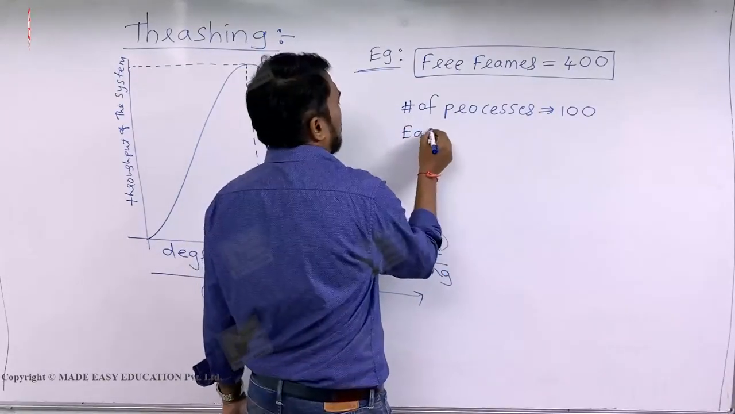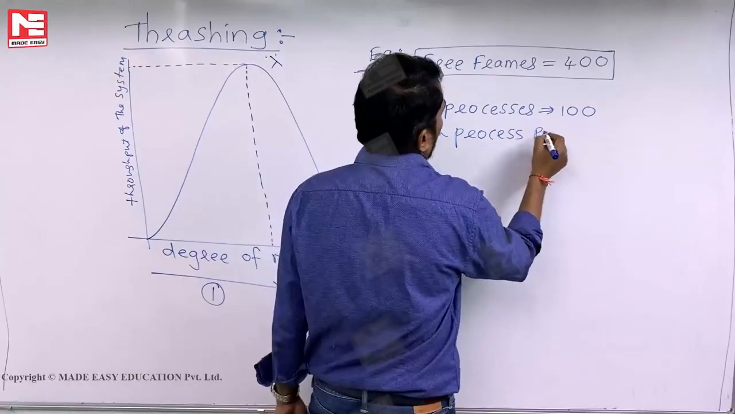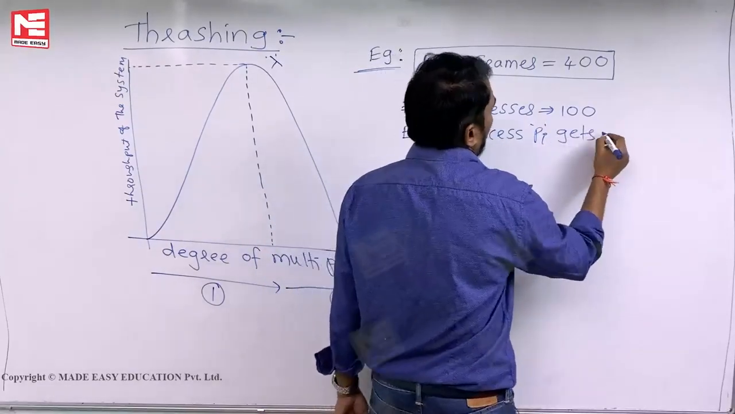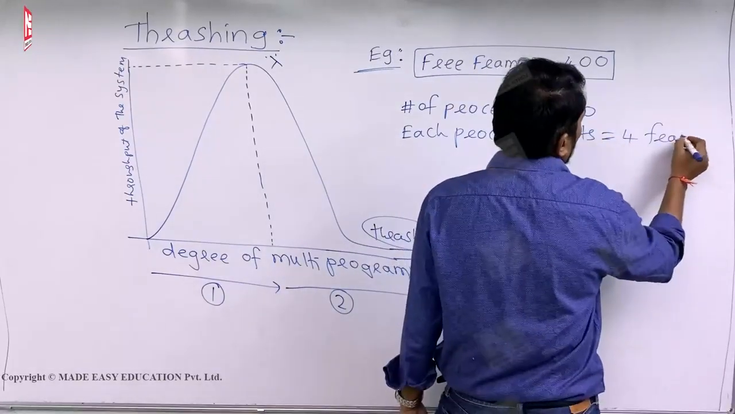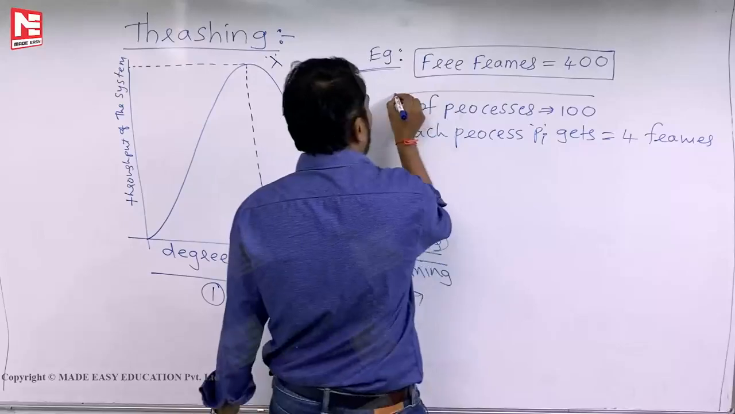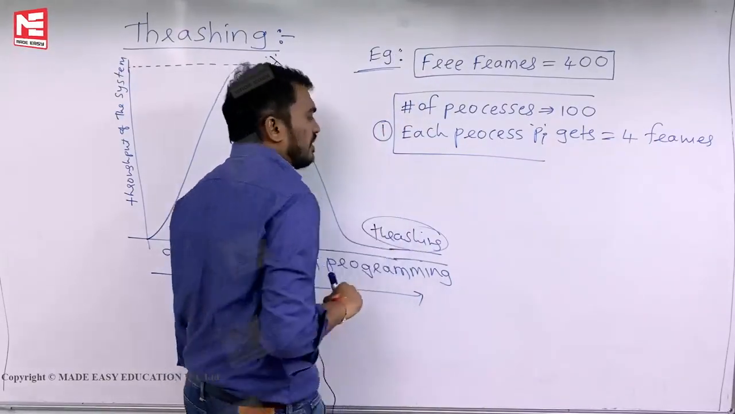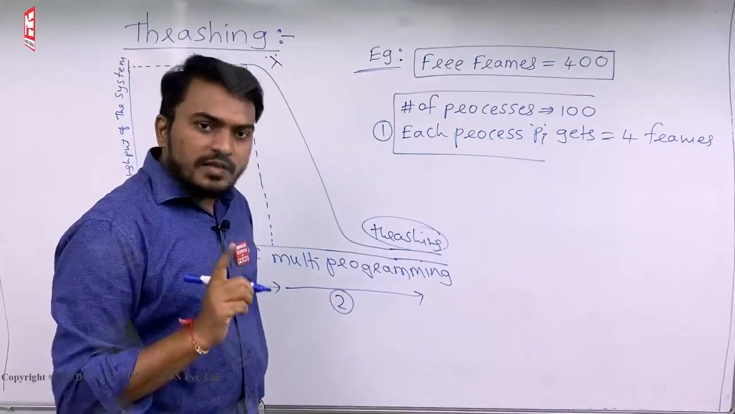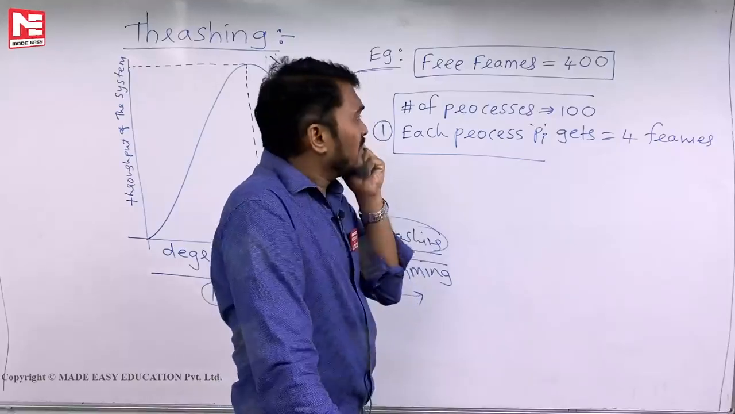Look at here, each process Pi gets how many frames? 4 frames. So let's say this is case number 1. It means in the system we are having 400 free frames, 400 free frames है अपना system में.